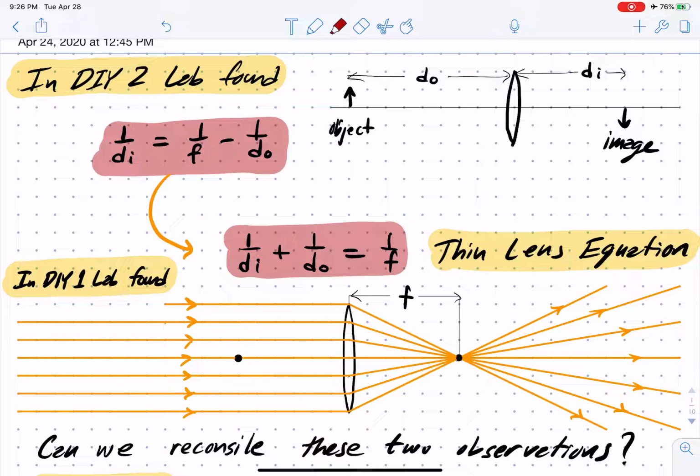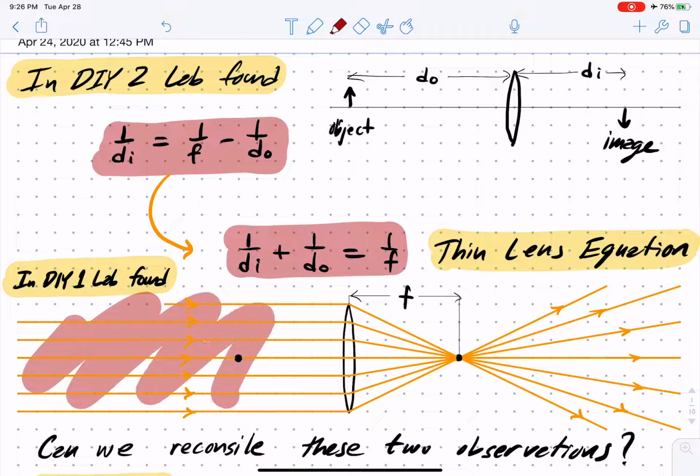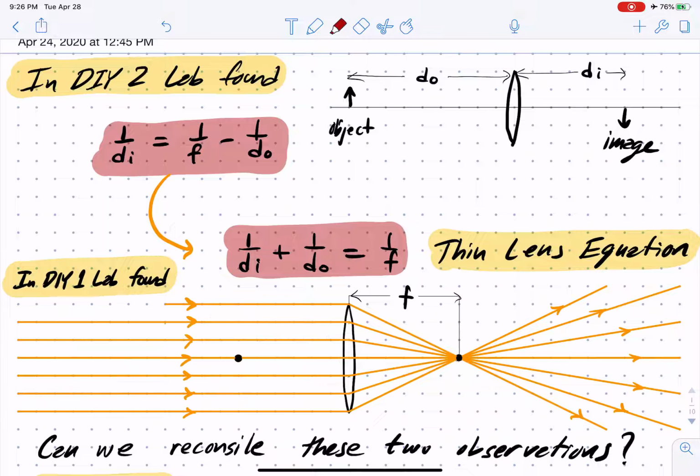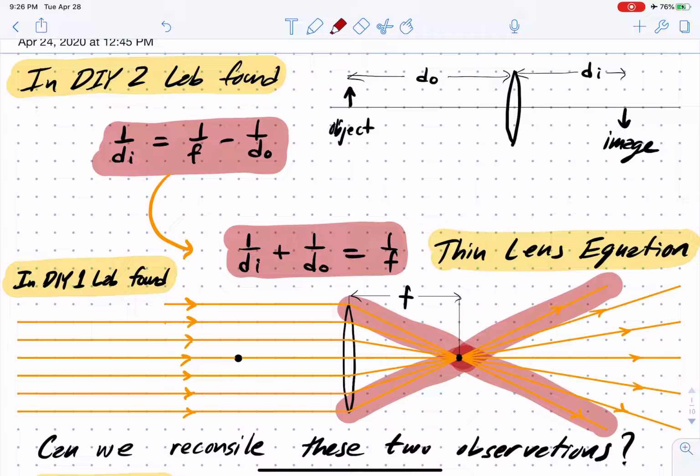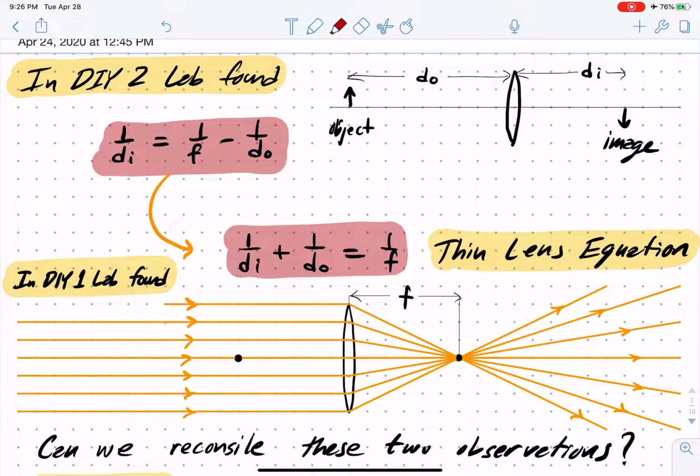In the first lab, we took the light from the sun and had it strike a lens. We found that then the light focused itself together and then continued on. So we called this distance here between that point where the light focuses and the lens the focal length. The same thing that goes into this equation here. Now the question is, can we reconcile these two observations? Are they really the same thing, or are they just different laws of nature?